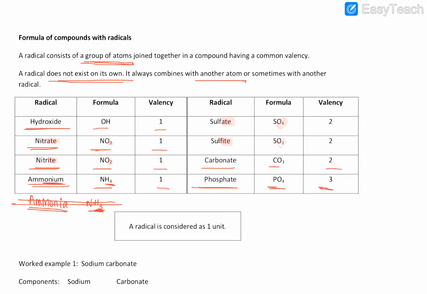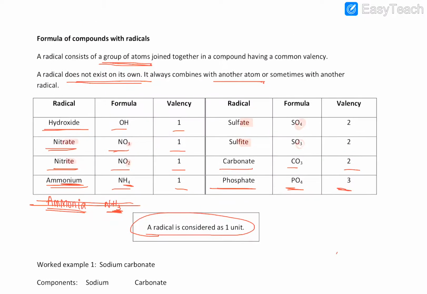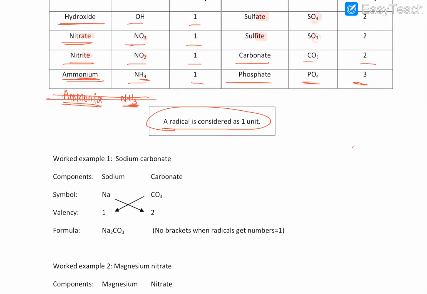Now, a radical is considered as one unit. So hydroxide or sulfate or carbonate will not exist on their own. They will exist combined with something. For example, you could have sodium hydroxide or magnesium sulfate or zinc carbonate. So zinc carbonate is a compound, but carbonate on its own does not exist. So how do we find the formula of compounds with radicals? We will be studying these compounds in more detail, but let's see the formula of these compounds.